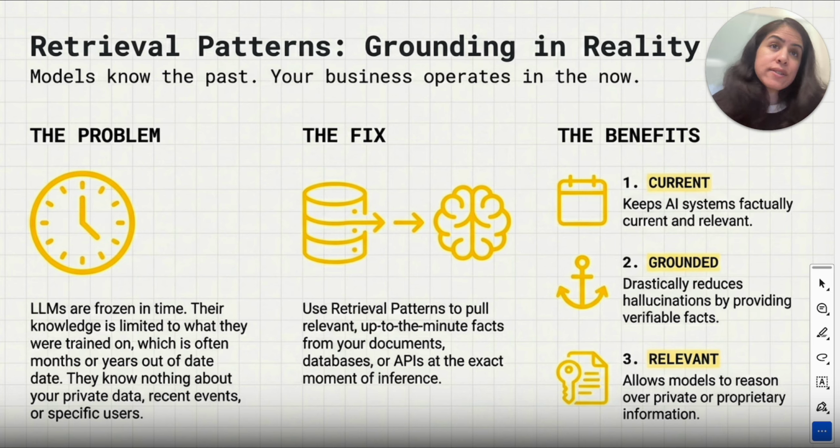Retrieval patterns. Retrieval patterns ground models in reality. Instead of relying on what the model learned during training, we pull relevant facts from documents, databases, knowledge bases at inference time. This keeps the system current as information changes and drastically reduces hallucinations for domain-specific tasks.